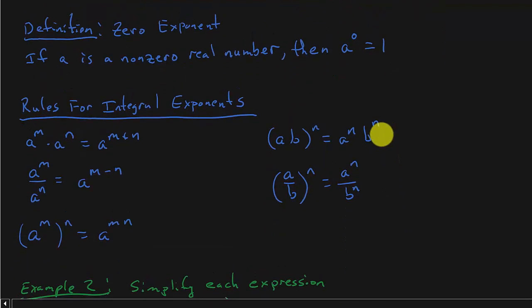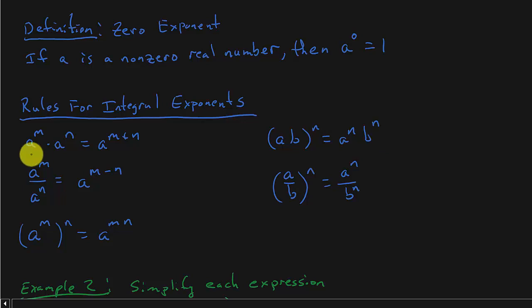All right. Definition: zero exponent. If a is a non-zero real number, then a to the zero is equal to one. So all that's telling you is that anything raised to the zero power is one. And then we have rules for exponents. Rules for integral exponents.